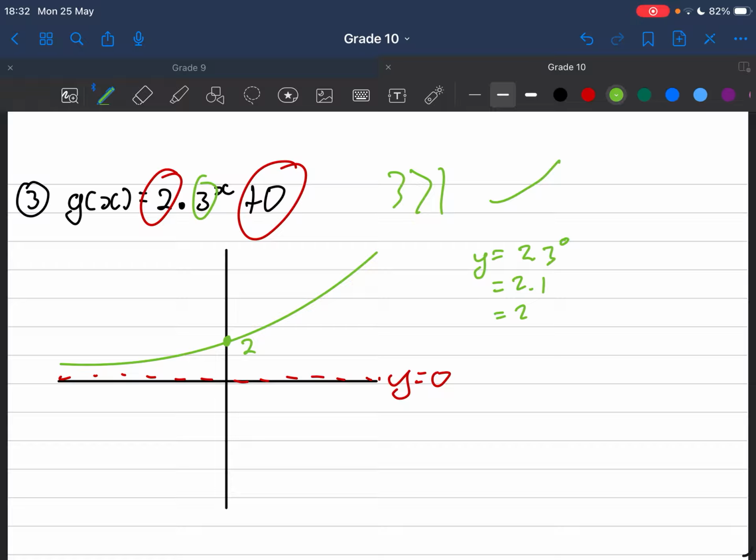Now let's just get another point. So let's say it's x equals to 1. So y is equal to 2 times 3 to the power 1. So that's going to be 6. So it could be 1 and 6.